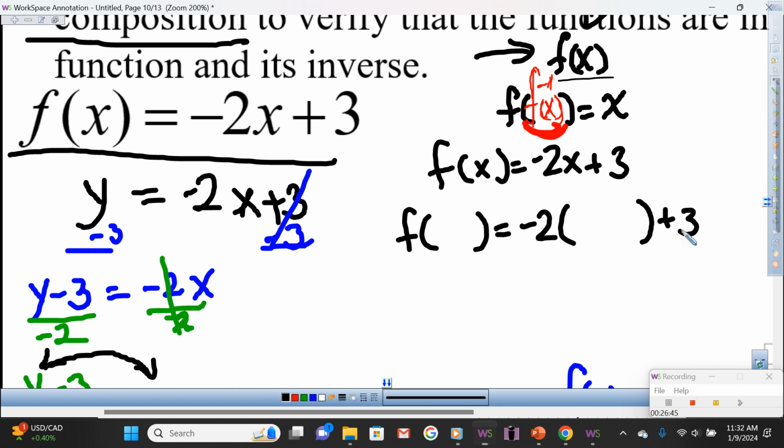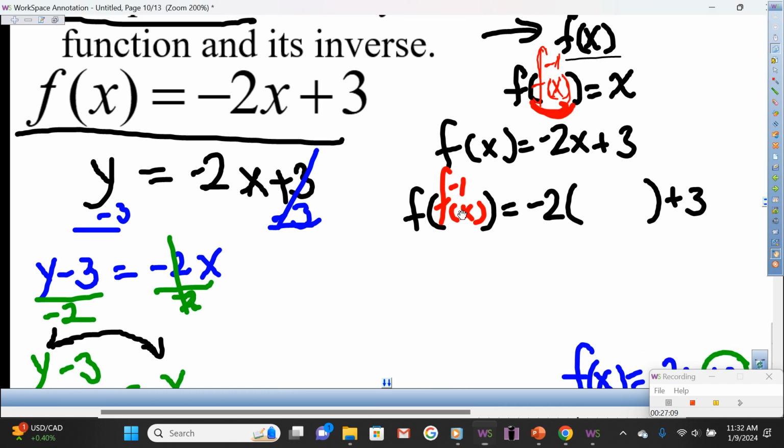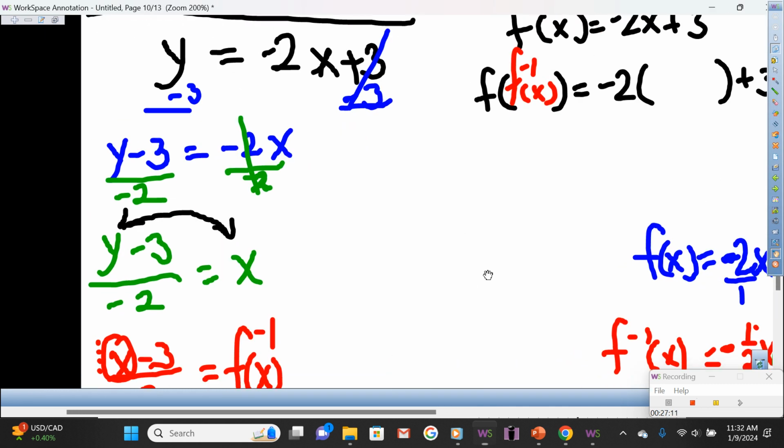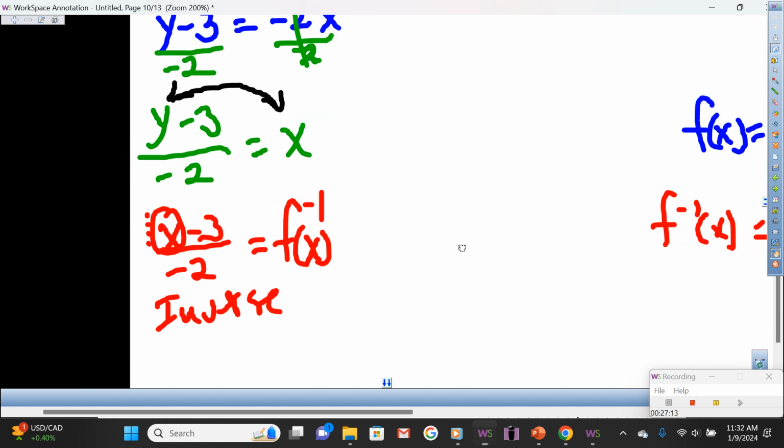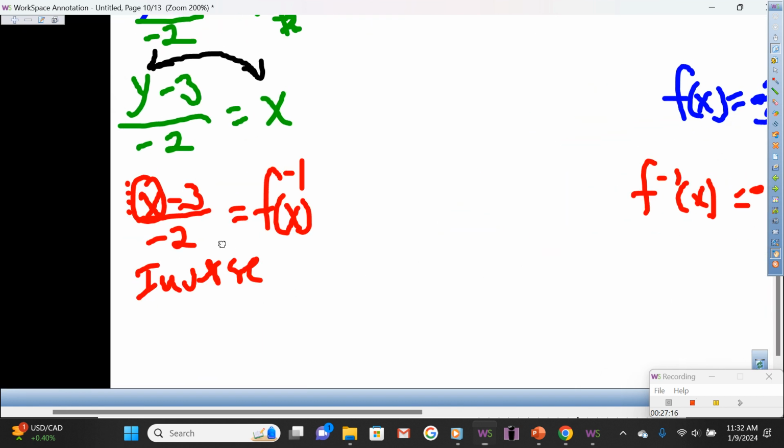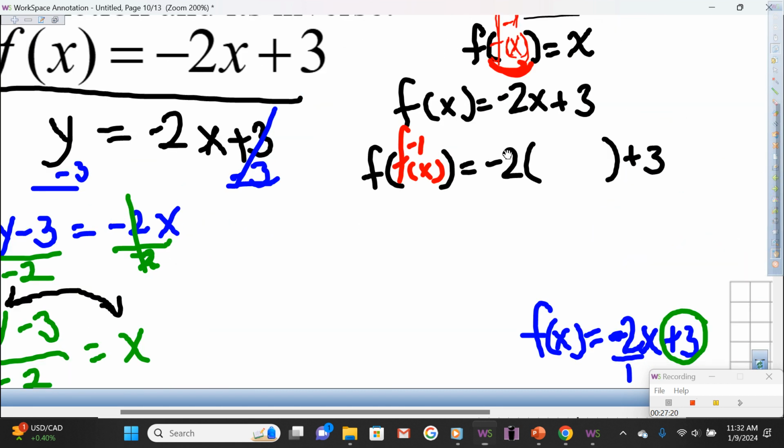Are we there so far? Okay. So what do we write here, Mr. Q? I'm going to write f inverse of x. All right, so here we go. Look up. What is f inverse of x? Yeah, we can use this one, but I'm going to use the original one. X minus 3 over what? Negative 2. So here I'm going to write x minus 3 over negative 2.